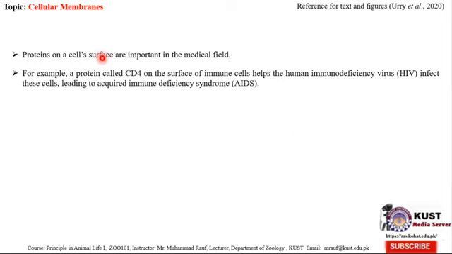So proteins on a cell surface are important in the medical field also. For example, a protein called CD4, the CD4 stands for cluster of differentiation 4, is present on the surface of immune cells, and this protein helps the HIV virus to infect these cells, and as a result the individual acquires this disease.